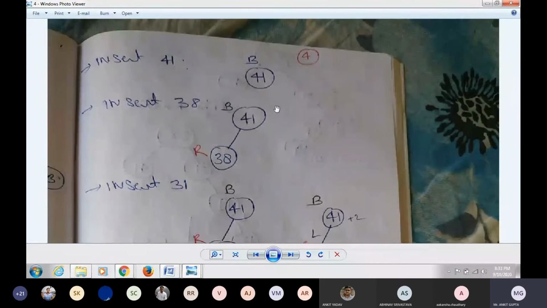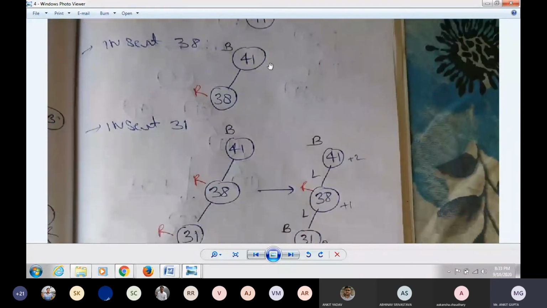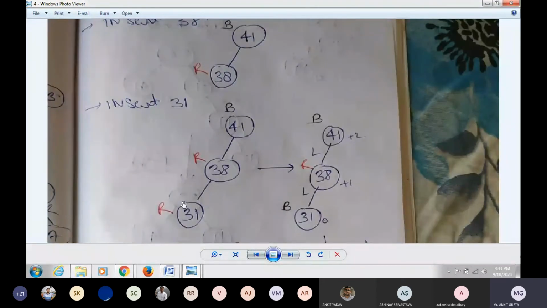It is 0 balance factor. 41's balance factor is +1. Okay, height of the left subtree is 1. Height of the right subtree is 0. So 1. So it is still balanced. No problems. Okay. If I insert the next element, that is 31. So black, red, red. Okay, you know that whenever I insert a node except the first node, that is the root node, it should be a red node.